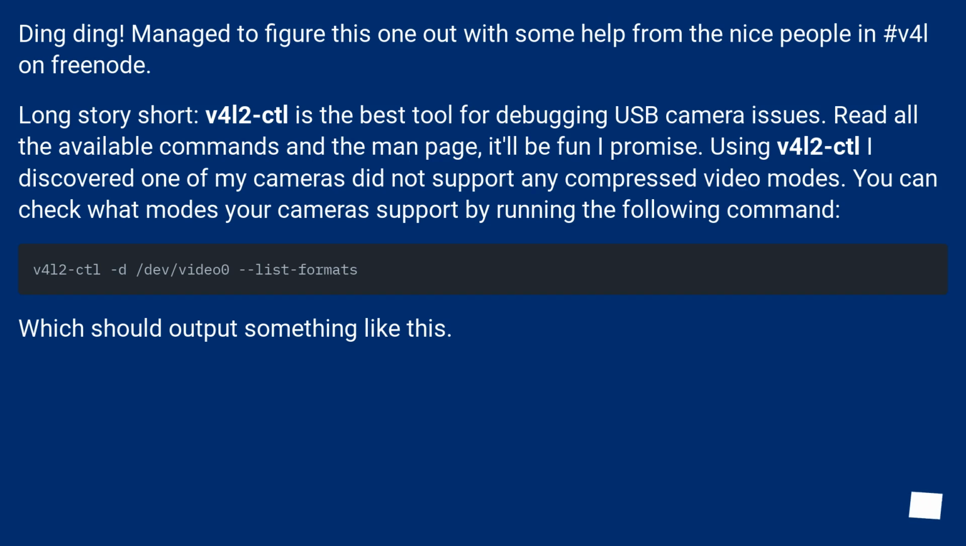Using v4l2-ctl I discovered one of my cameras did not support any compressed video modes. You can check what modes your cameras support by running the following command, which should output something like this.